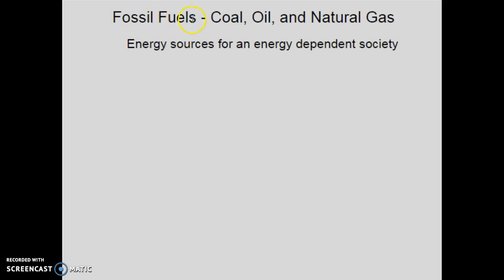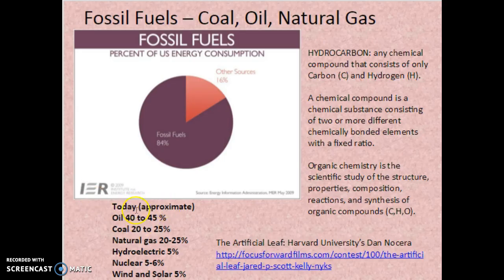Today we look at fossil fuels. We'll look at coal, oil, and natural gas. We're looking at energy sources for an energy-dependent society. If you look here, today, roughly, we use about 40 to 45% oil. About 20-25% of our energy comes from coal, and about 20-25% comes from natural gas. And then we're talking about 5-ish% each of hydroelectricity, nuclear, and wind and solar.